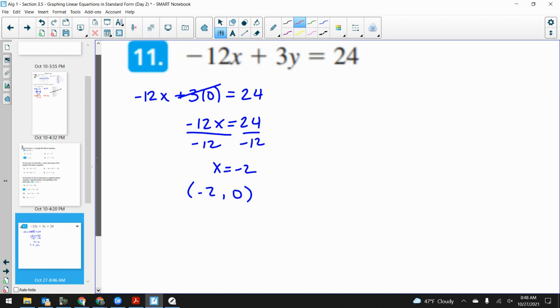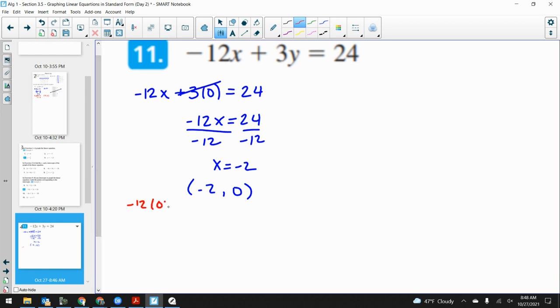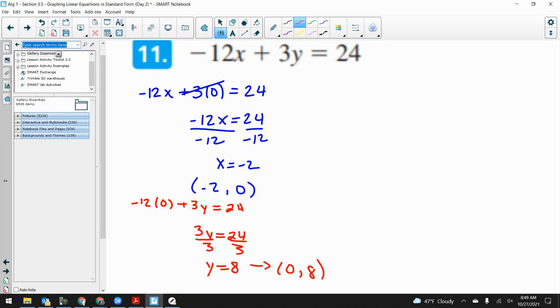In the x. So negative 12 times 0 plus 3y is equal to 24. And again, you can cut straight to just 3y is equal to 24 if you'd really like to. You're going to see me from here on out just doing that. I don't really need to plug in the 0, especially if it's in standard form. So y is 8. Again, the coordinate 0 comma 8. Now let's graph this.